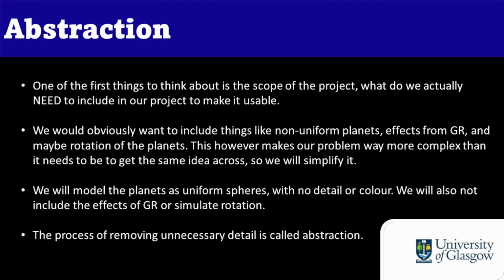So what are we going to do? Well, we're going to model the planets as uniform spheres with no detail or color, so they're just going to be boring grey spheres. And we're also not going to include any of the effects that I just listed above. Now, this process of removing this detail is called abstraction. And as I said, it's the first thing you always need to do in doing a project. It's just getting rid of detail, which is going to make your project harder than it needs to be, and it leaves you with a problem that is generally much easier to solve.